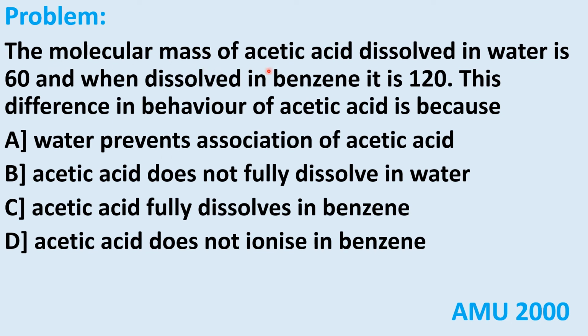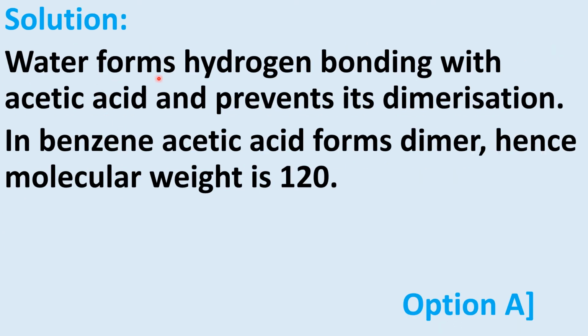The molecular mass of acetic acid dissolved in water is 60 and when dissolved in benzene it is 120. This difference in behavior of acetic acid is because option A water prevents association of acetic acid, option B acetic acid does not fully dissolve in water, option C acetic acid fully dissolves in benzene, option D acetic acid does not ionize in benzene. Water forms hydrogen bonding with acetic acid and prevents its dimerization. In benzene, acetic acid forms dimer, hence molecular weight is 120. Thus, option A is correct.